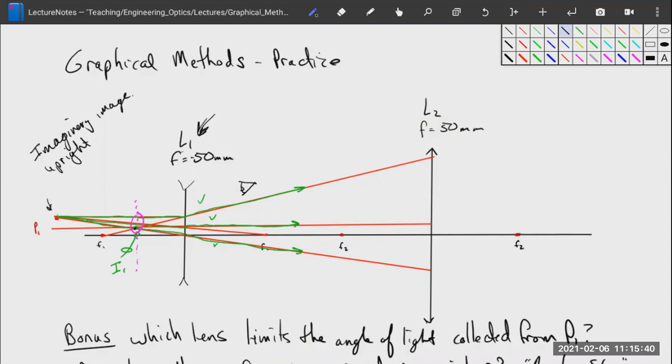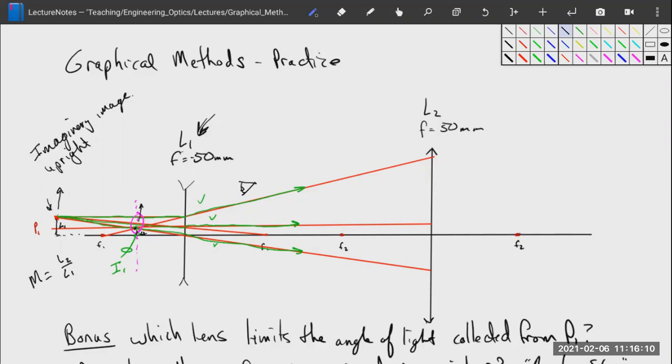The important part is why it's called an upright image: if this point source were to move up, this image would also rise up, but by a different amount. The amount that it rises up is related to the magnification, which, if this is L1 and this is L2, is equal to L2 over L1.